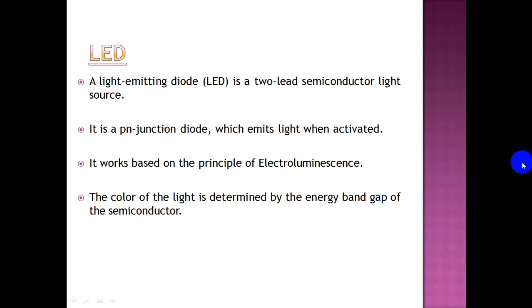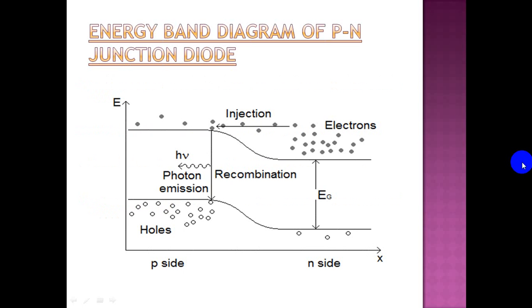It works based on the principle of electroluminescence. That is, when a suitable voltage is applied to the LEDs, electrons are able to recombine with electron holes within the device, releasing energy in the form of photons, and the color of the light is determined by the energy band diagram of a semiconductor. Now let us see the energy band diagram of a semiconductor.